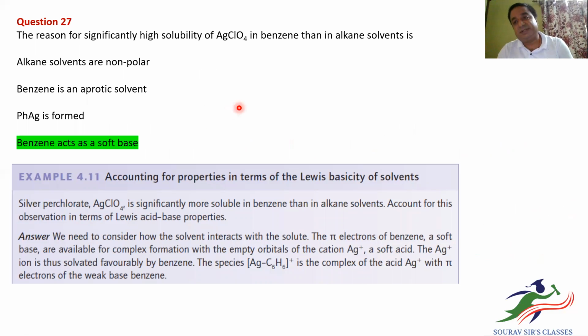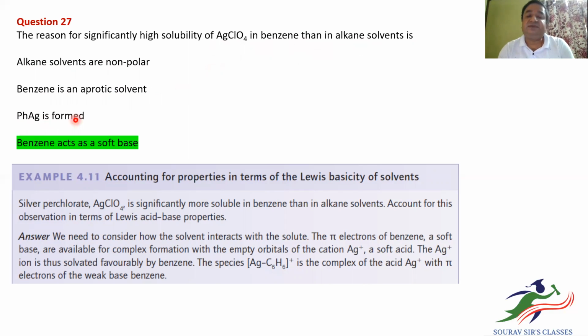All right, again, this is something that is directly from Atkins. The reason for this significantly high solubility of AgClO4 in benzene, than in alkane solvents. So alkanes do not have any pi electrons, whereas benzene has pi electrons. That should be registering to your mind. Alkane solvents are nonpolar, which has no meaning here. Benzene is aprotic, which does not make any meaning to this question.